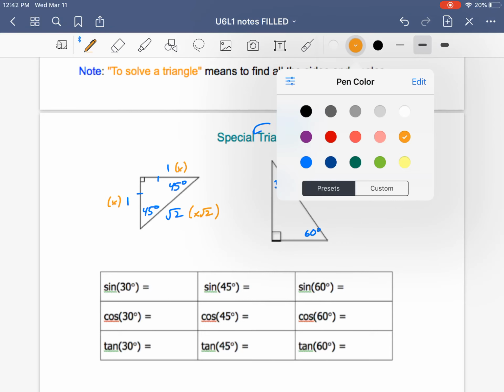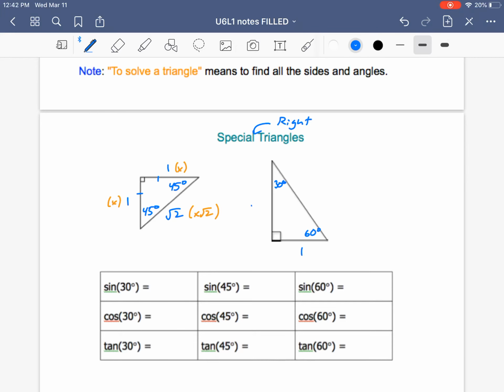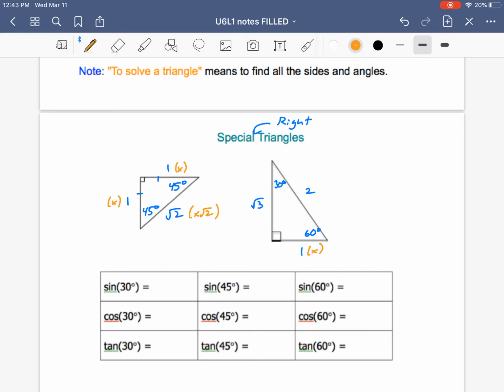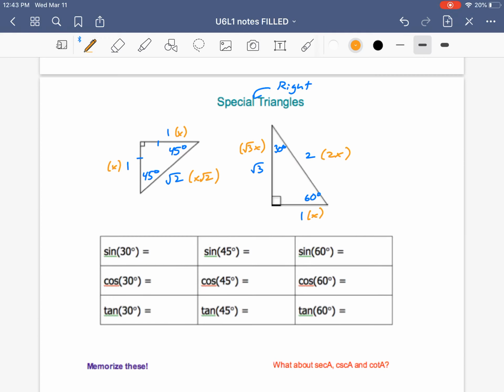All right? In the 30, 60, 90, the ratios that hold are: 1 is the side opposite 30, root 3 is the side opposite 60, and 2 is the hypotenuse. Another way to write that, if we want to use variables, is this is x, this is, surprise, surprise, root 3 x, and this is 2x. Again, more stuff that you have to memorize, and then we can compute all these values.